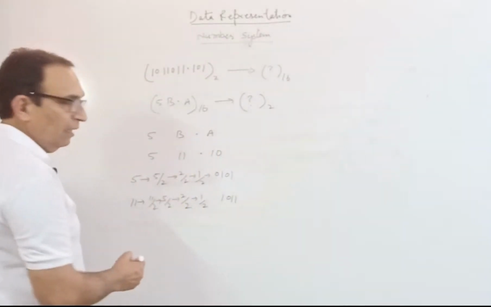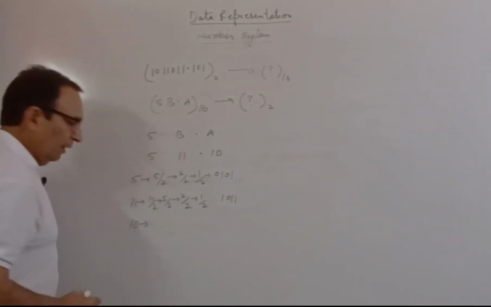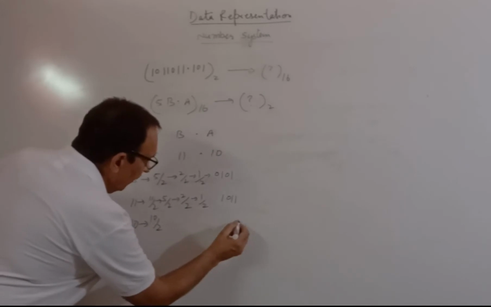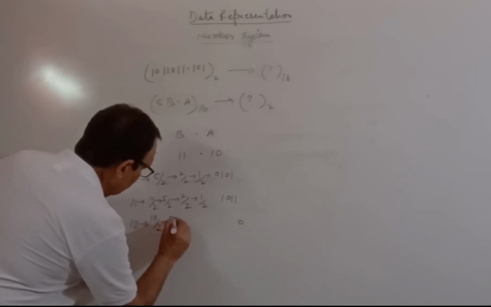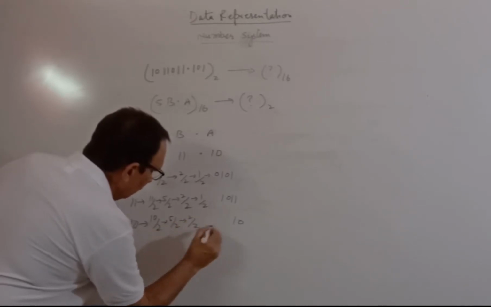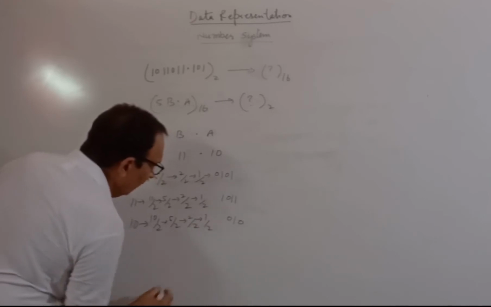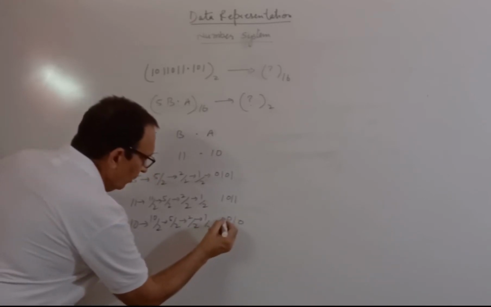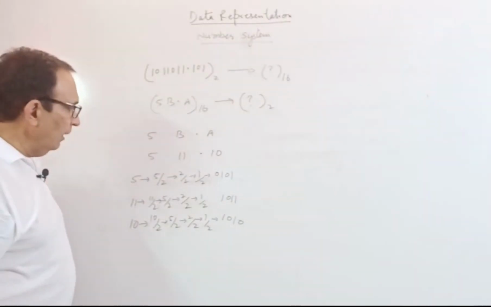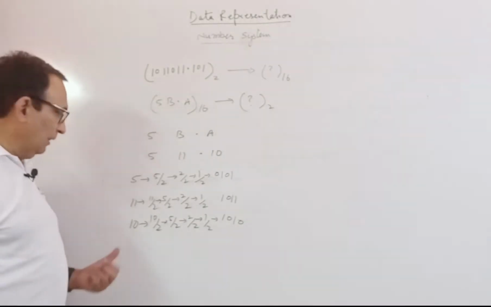Let us take the A. This A, which is equal to 10. Let us see the binary equivalent of it. 10 divided by 2, remainder is 0, quotient is 5. 5 divided by 2, remainder is 1, quotient is 2. 2 divided by 2, remainder is 0, quotient is 1. 1 divided by 2, which cannot be divided, so write 1 as such as remainder here. So this is the binary equivalent of A, which is 10 in this case.